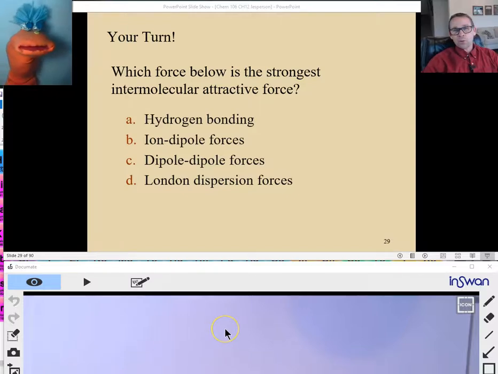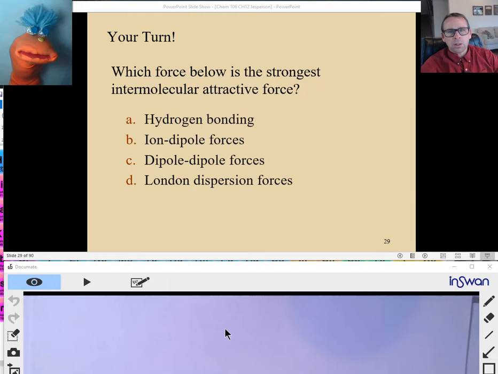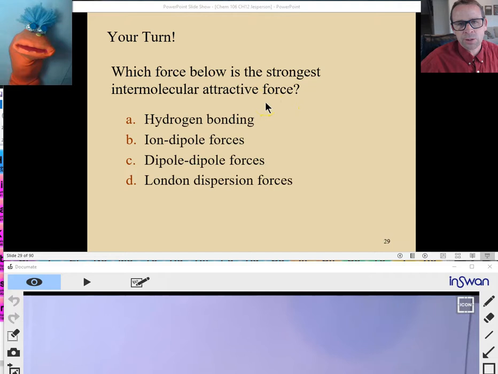All right, so we're in the crux of talking about intermolecular forces and learning about why certain compounds dissolve with others, why certain materials are soluble in others, right? And here's a question for us. Which force below is the strongest intermolecular attractive force?